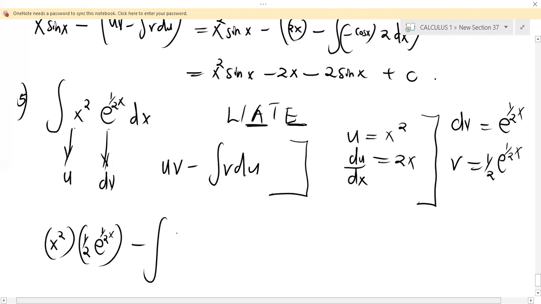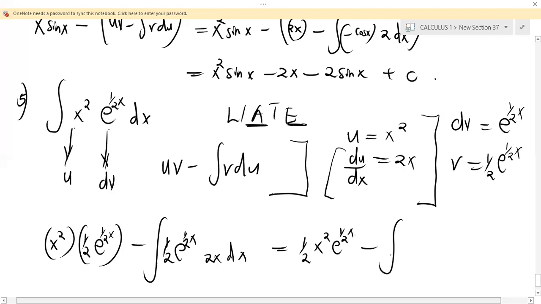minus integral of v, which is a half exponential a half x, multiplied by du. Our du, as you can see from here, is 2x dx. So we have this as 2x dx. This just simplifies to a half x squared exponential a half x. I want to rearrange whatever is inside the integral sign, so this 2 can go with this, and then I have x exponential a half x. I am writing x as the first function because of Liate. If you have an algebraic function and an exponential function, the algebraic comes first.